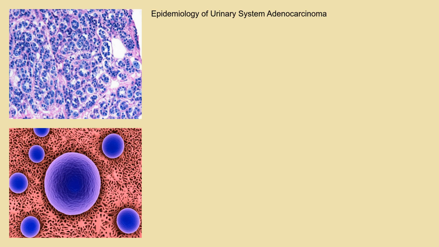Epidemiologically, adenocarcinoma of the urinary system varies depending on the specific location. Renal cell carcinoma, the most common kidney cancer, has a significant prevalence worldwide, with higher rates observed in developed countries. Bladder adenocarcinoma is much less common than urothelial carcinoma, the predominant type of bladder cancer. The incidence of both types generally increases with age, with most diagnoses occurring in older adults. Men are often more affected than women, particularly with bladder adenocarcinoma, likely due to higher rates of smoking and occupational exposure.